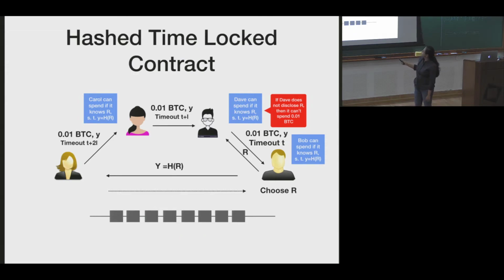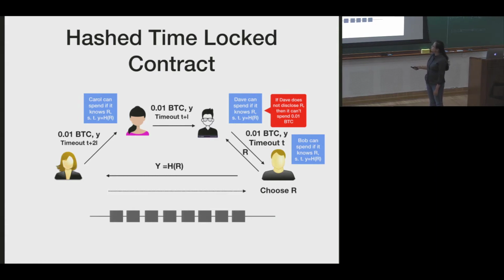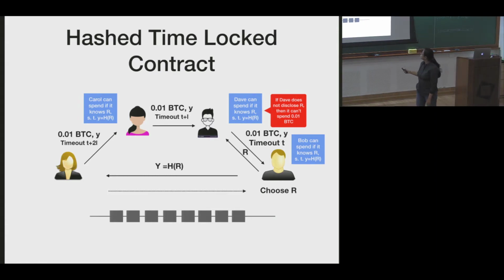Now, how does this entire thing work? There is a timeout of T between Bob and Dave, which says that if you do not give me R within T days, I'm not going to give the money. And between Dave and Carol, the timeout is T plus L, meaning that if you do not give me R within T plus L time, I'm not going to give you the money, and so on. So essentially, we have to have this timeout in such a way that it is more than the previous timeout, and this is quite logical to see.